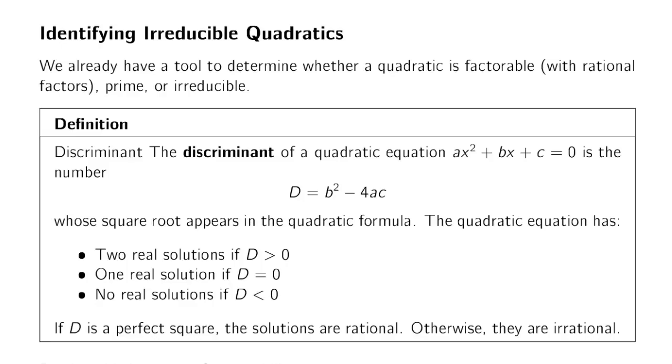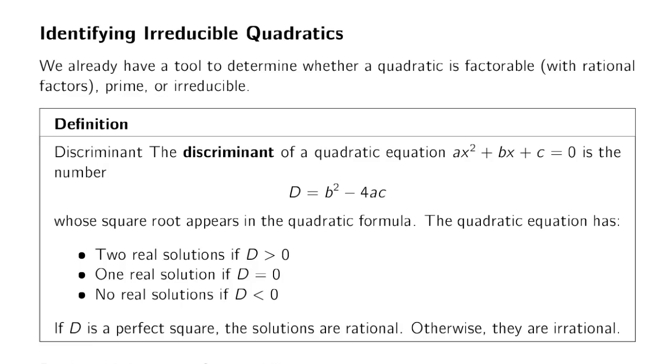If we're interested then in factors with real coefficients or in the real zeros of a polynomial, it's important to be able to decide if we have a quadratic that we haven't been able to factor, whether it can be factored with rational coefficients, we just haven't found them yet, or it's prime, so it has real factors but not rational factors, or if it's irreducible, so there's no way to factor it with real coefficients. Fortunately, we already have the tool that we need for that.